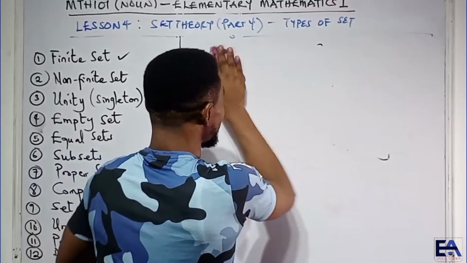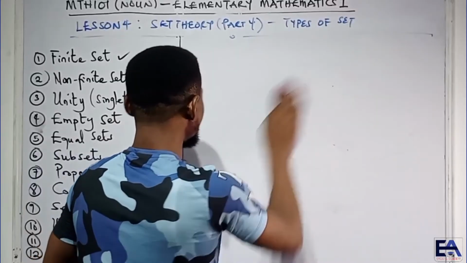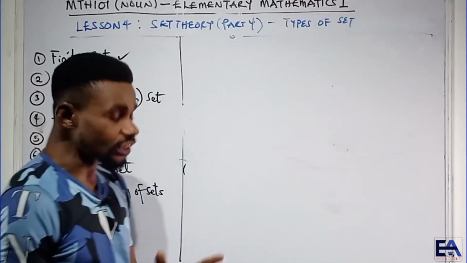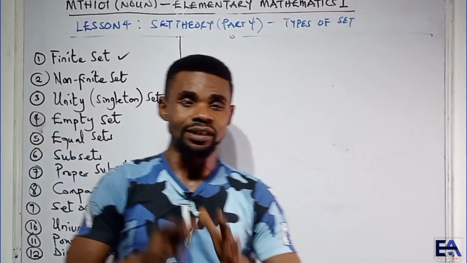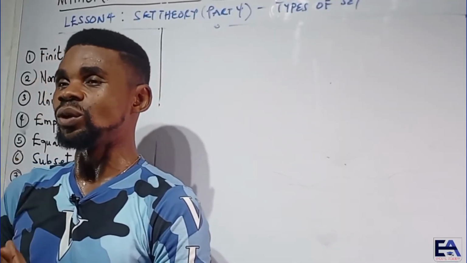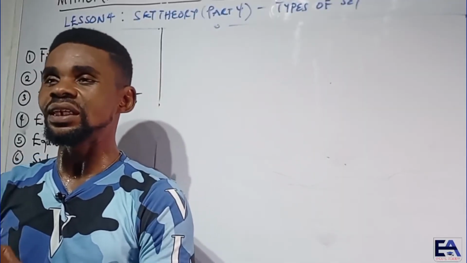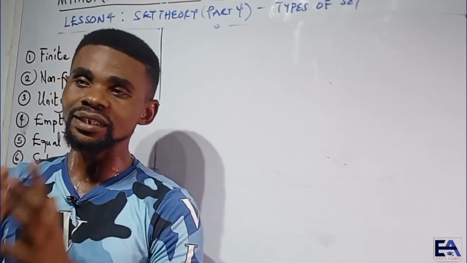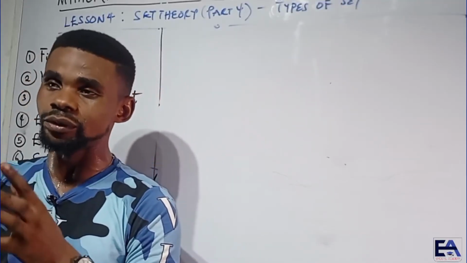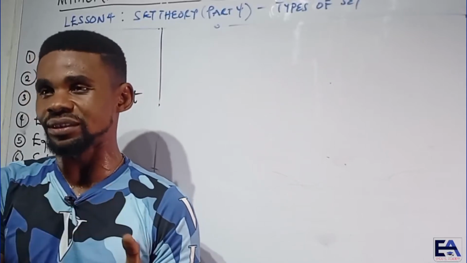The next type of set that we have on the list here is called the unity set. Well, it is very possible that a set has only one element. Very, very possible that a set has only one element. And if we have a case whereby a set has only one element, that kind of set is called a singleton set or a unity set.